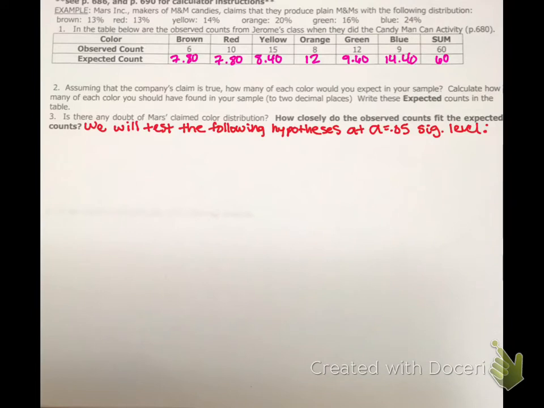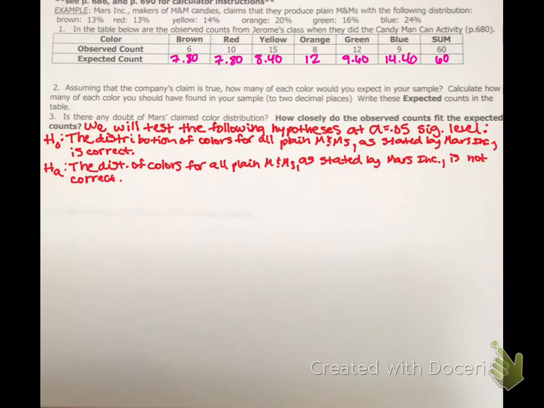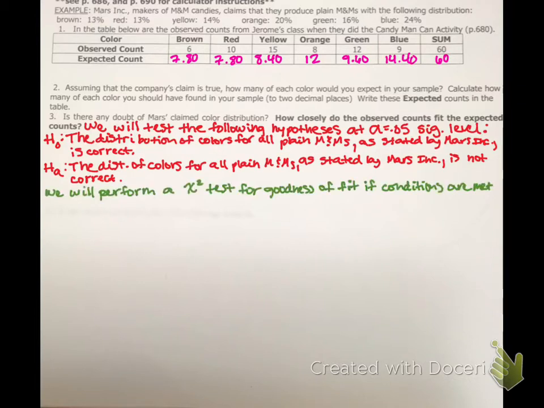We will test the following hypotheses at the alpha equals 0.05 significance level. The null hypothesis: the distribution of colors for all plain M&Ms, as stated by Mars Inc., is correct. The alternative hypothesis: the distribution of colors for all plain M&Ms, as stated by Mars Inc., is not correct. We will perform a chi-square test for goodness of fit if conditions are met. A random sample was taken.